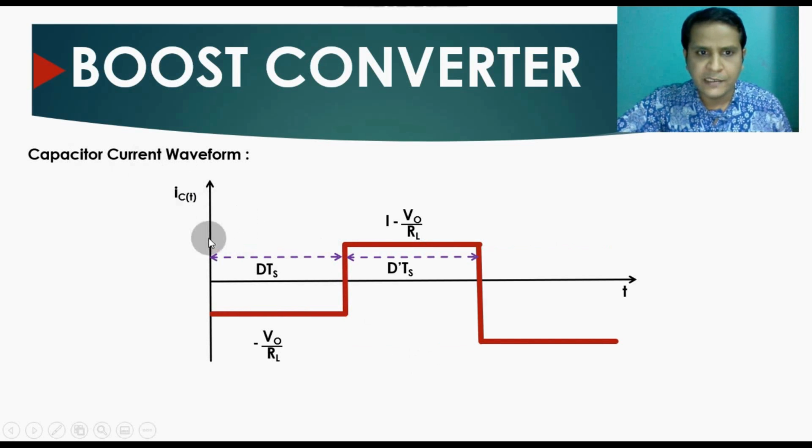So ICT during on time, or for the time period of DTS, TS is the total time period and D is the on time period. For time period DTS, we have capacitor current minus VO divided by RL. We have already seen that for time period D prime times TS, the capacitor current is I minus VO divided by RL. So hope you understand.